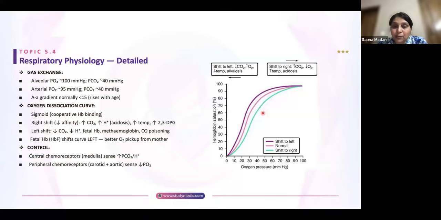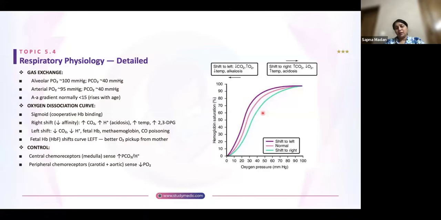And what does it mean that it moves towards the right? That means it will release the oxygen, okay? It will release the oxygen to the tissues. And this is your basis of Bohr's effect, okay? So Bohr's effect is happening in the organs.